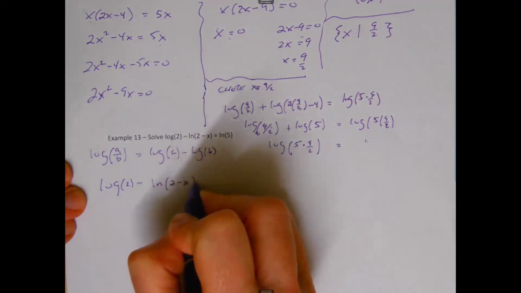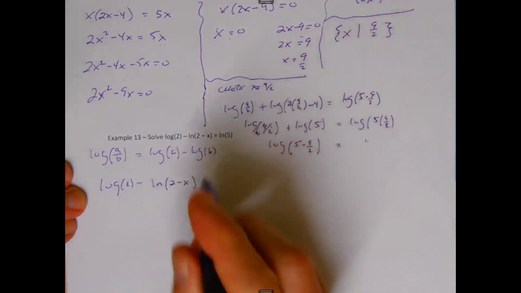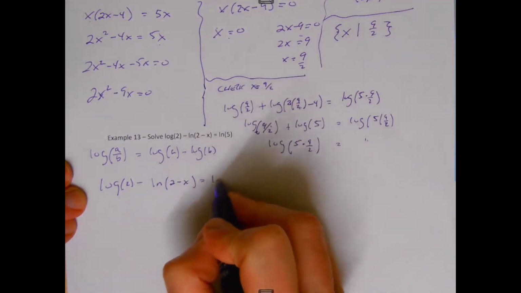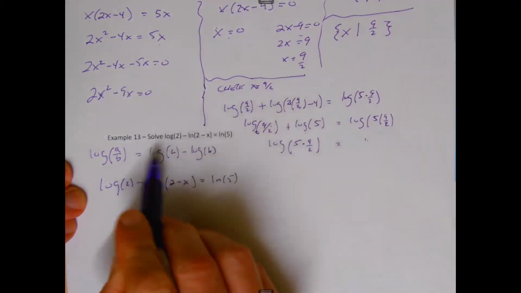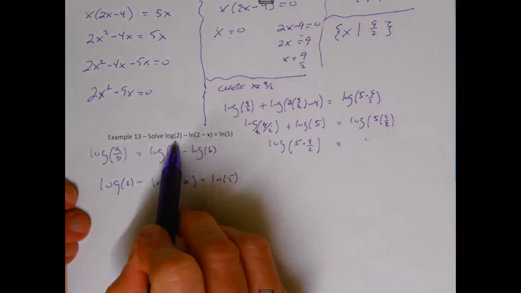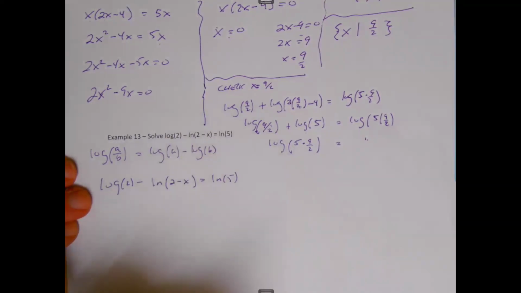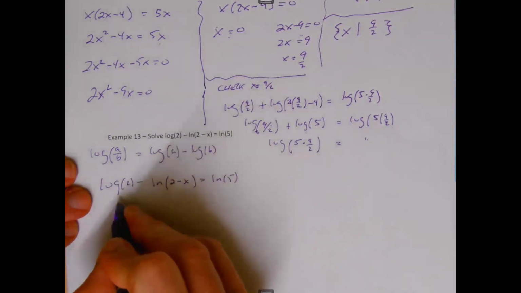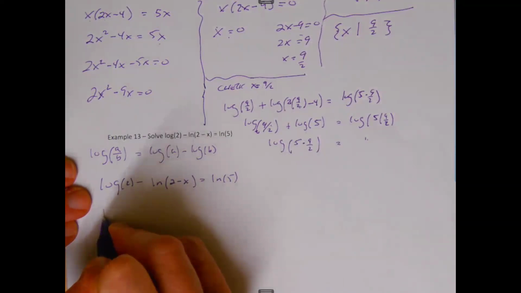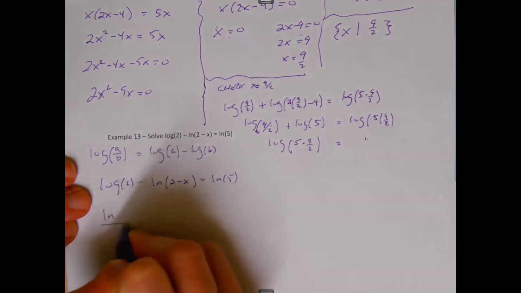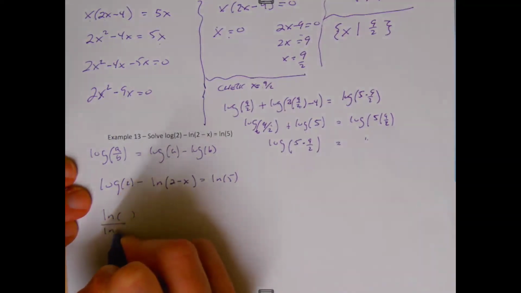So I cannot just use this rule right now. Let me write this down. Why? Because I have 2 different bases. So this is a natural log, this is a natural log. I must as well change this to log base E. So I'm going to change this to log base E. So I'm going to go natural log, input, natural log.